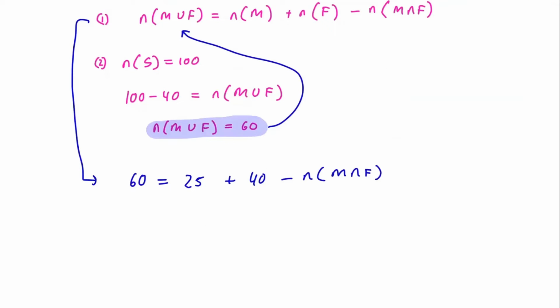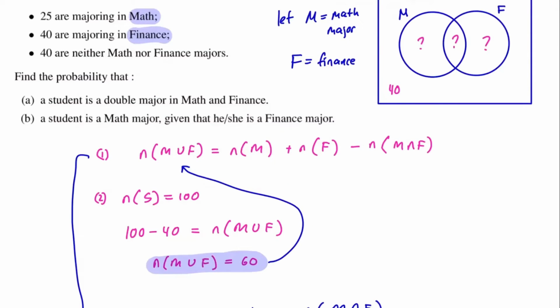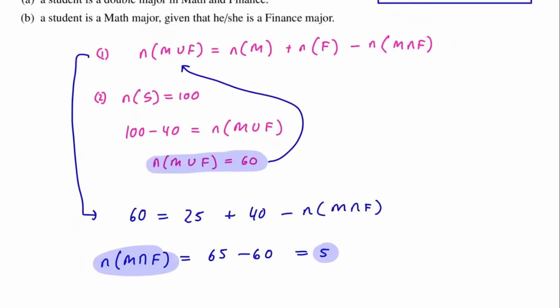I'm going to add the number of elements in the intersection to both sides. So the number of elements in M and F is equal to, adding 40 and 25, 65, and subtracting 60 on both sides. That gives me 5 in the intersection. Now I know how much is in the intersection, so that's what I'm going to place right here. This is going to be 5.